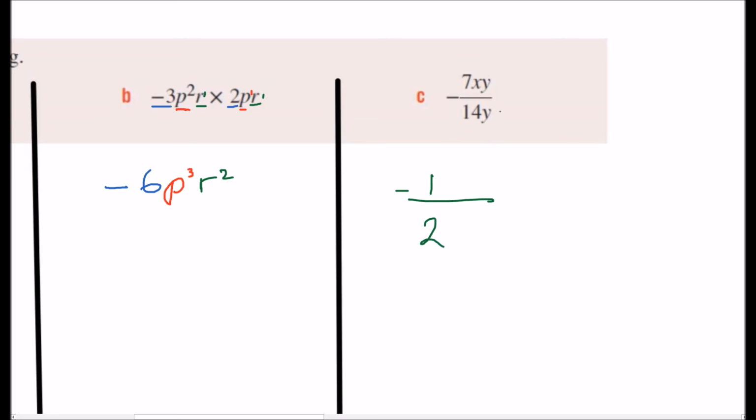Now the x and the y, depending again on what the variable indices are, get cancelled out. So one y, take away another y, will give you no y's left. All you're left with is the x. So there's the negative 1x over 2. Now remember, if you have a variable where there's just a 1 in front of it, it's just going to be x over 2. So negative x over 2 for that one.